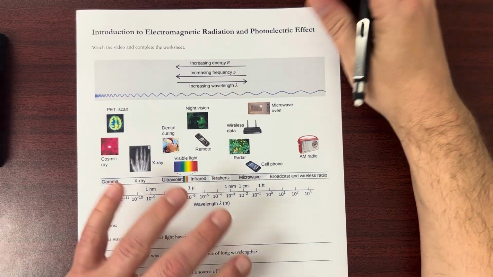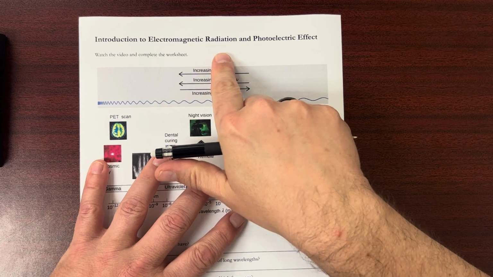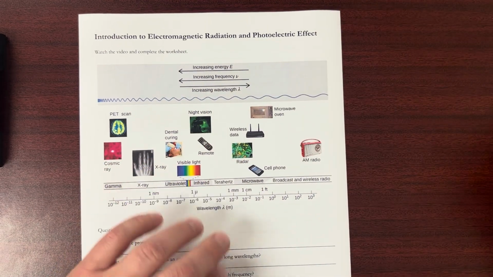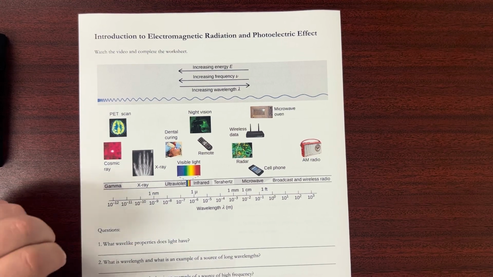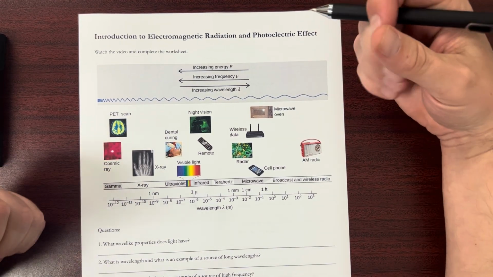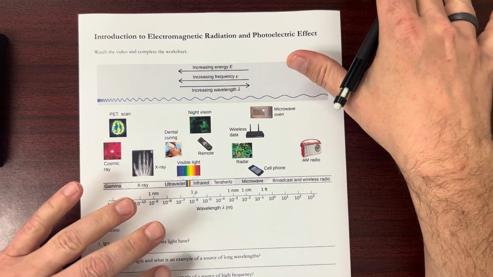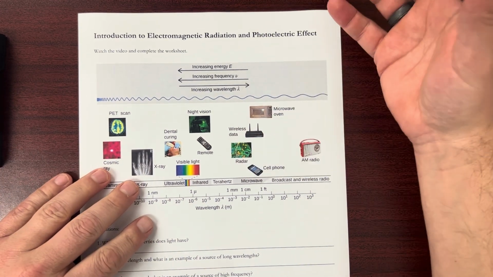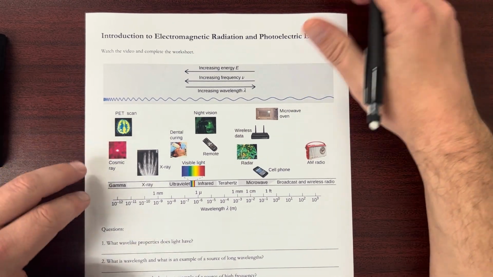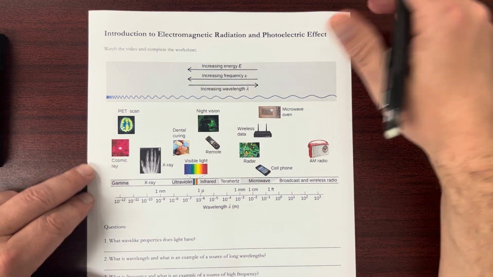Hello. Today I'm going to talk about electromagnetic radiation and the photoelectric effect. So we want to introduce the electromagnetic spectrum, and the reason we're doing this is because we're still studying the early atomic structure and some of the experiments that led to our understanding of the atom. And one of those is going to involve light and how light interacts with the atom.